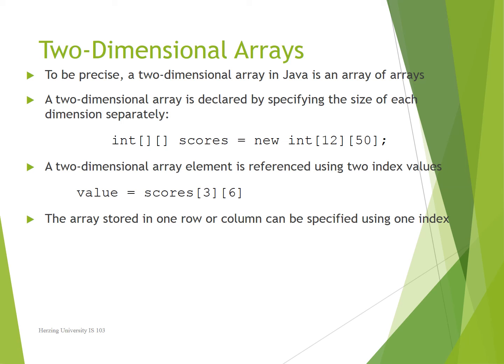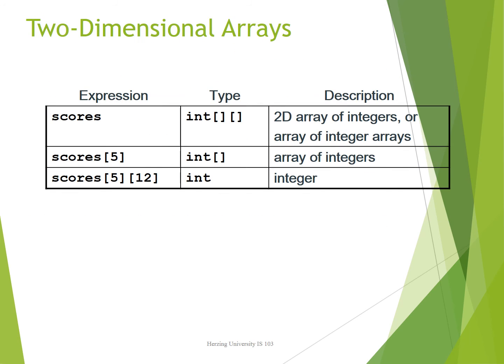A two-dimensional array element is referred to using two index values, as seen below. The array stored in one row or column can be specified using one index. In two-dimensional arrays, here are some examples of expressions, types, and descriptions. Take a look and review the information below.